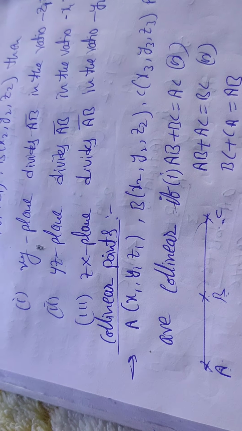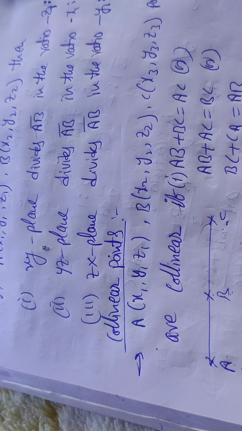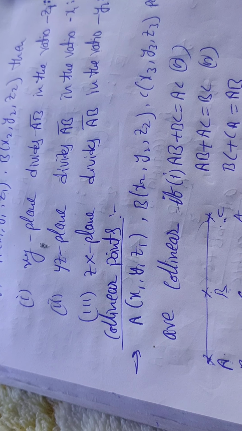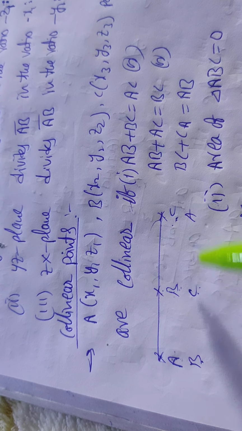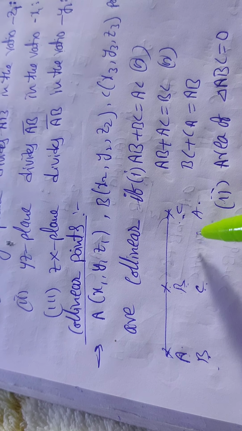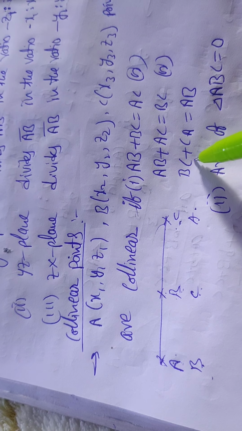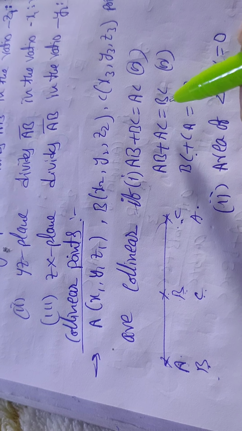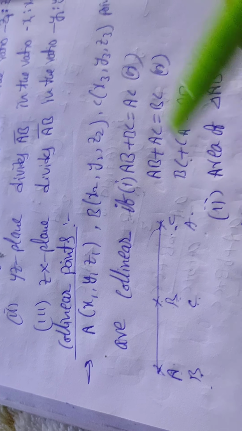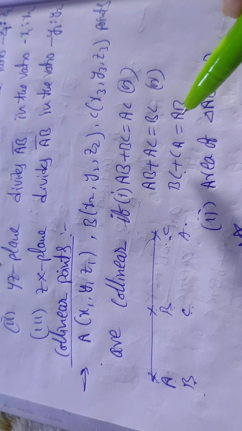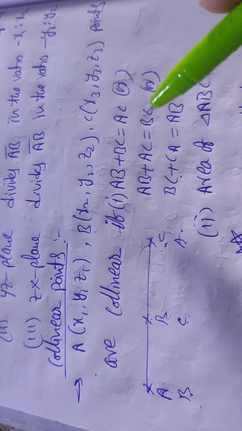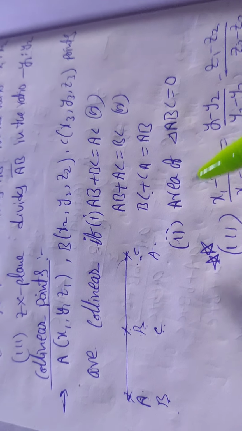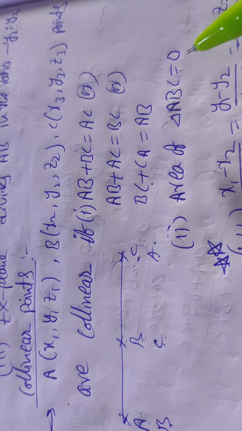Yes or no? Suppose for example this is BCA, then what is it? Either BC plus CA is equal to BA or AB. So this condition may be possible. Similarly, if you go with CAB, then you get this condition. That means if any one of these three holds, then these 3 points are collinear. In another way, the area of triangle ABC is equal to 0.